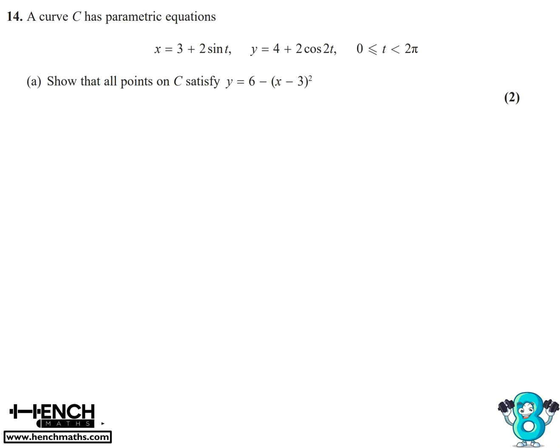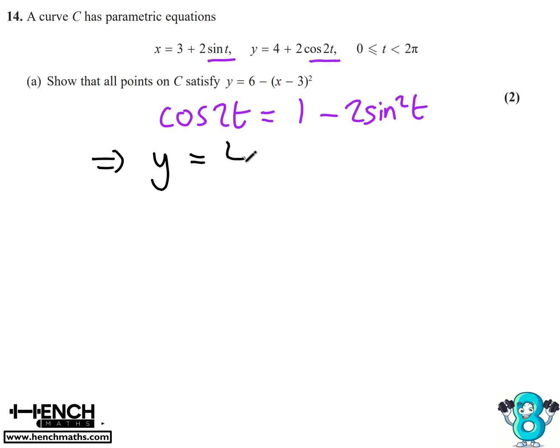Let's remind ourselves first of some of the double angle identities for cos 2t. We want one that involves sin t, as that will be useful to us. So cos 2t can be written as 1 minus 2 sin squared t. The reason we've chosen that one is because x has got a sin t in it, and that will allow us to combine these two. So this implies that y will be equal to 4 plus 2 lots of this.